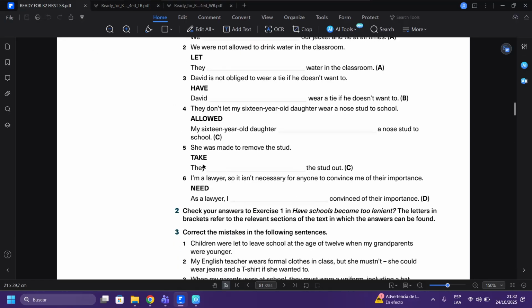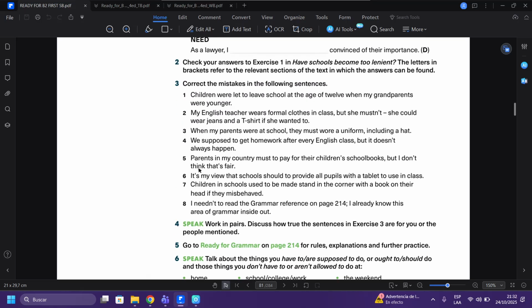Okay. There you are. The next exercise, number three. In these sentences from 1 to 8, we have to correct some mistakes that are within it. Alright? Number one, can you identify where is a mistake? Children were led to leave school at the age of 12 when my grandparents were younger. What do you think is the mistake here?